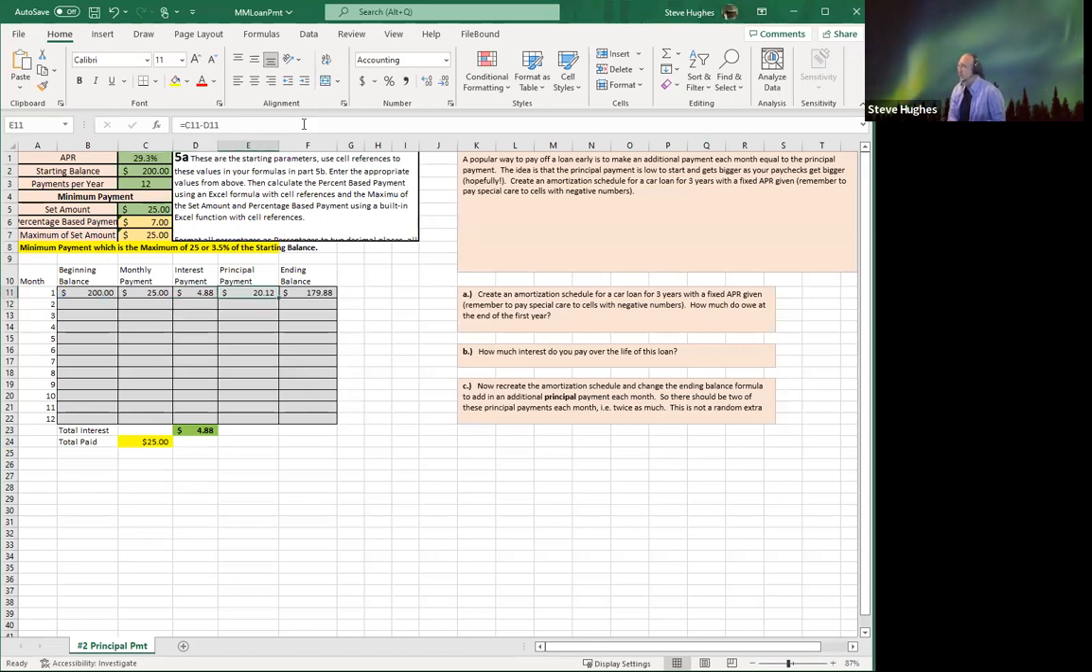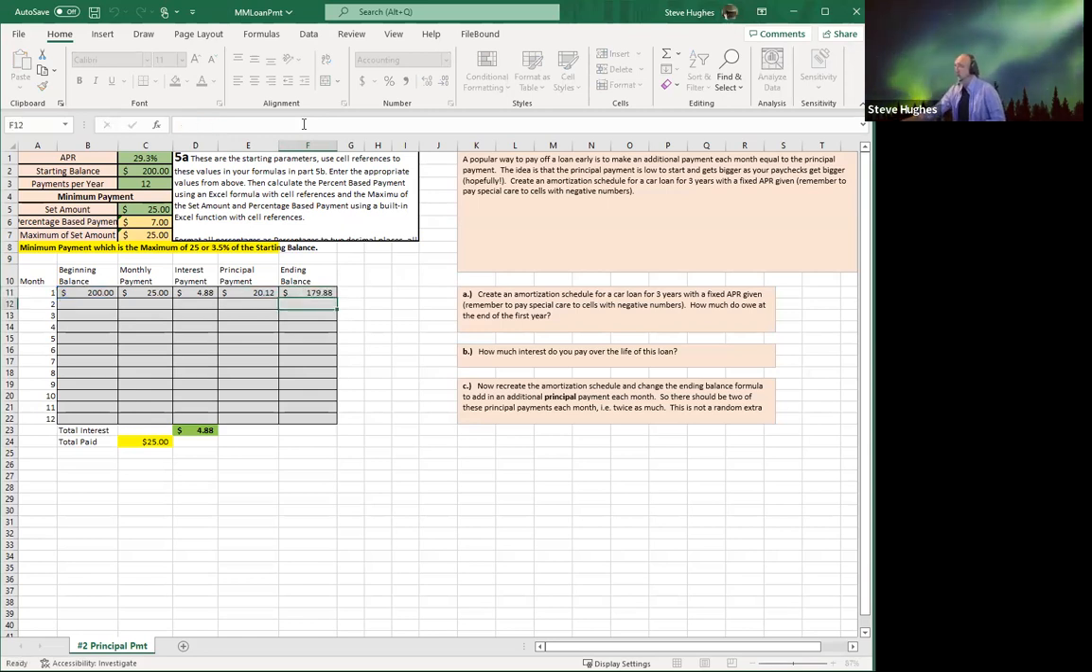Next, I calculated how much went to principal. That is simply the payment that I made minus the interest. So I made a payment of $25, $4.88 went to the interest, and therefore the remainder is left for principal. And my ending balance is the beginning balance minus the amount that I paid on principal. You can click on here and see that that is B11 minus E11.